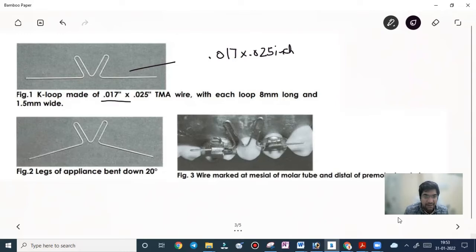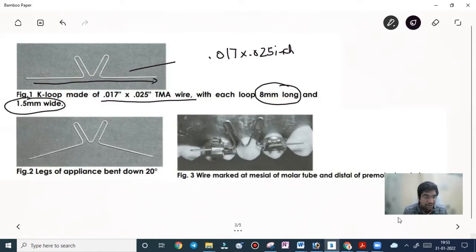TMA wire. So why do we prefer TMA? We prefer TMA because it can be activated twice as much as stainless steel before it undergoes permanent deformation. A loop made up of TMA also produces less than half the force of one made with stainless steel. So remember, each loop of this K should be 8 mm long and 1.5 mm wide.